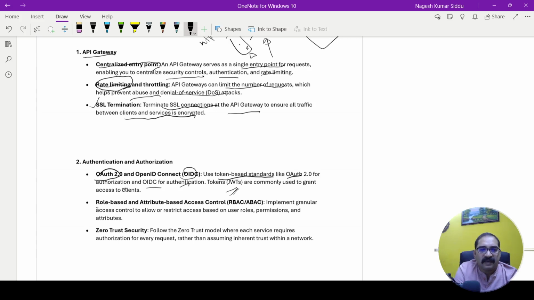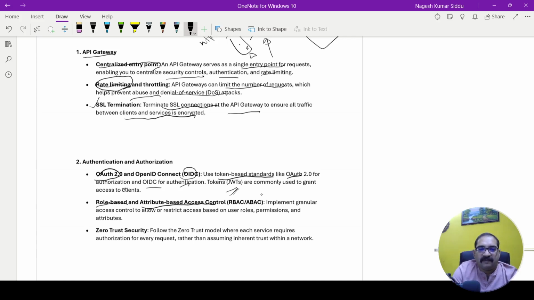We can also provide role based and attribute based access. Role based means particular roles like admin or super user. And we can also provide attribute based access: if a particular attribute is allowed we will grant it, otherwise we will not provide the access.